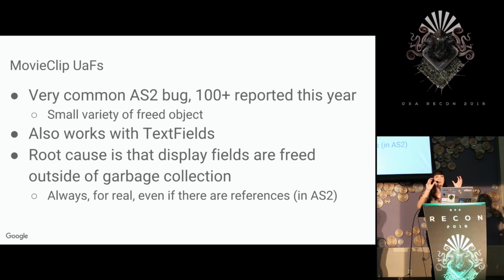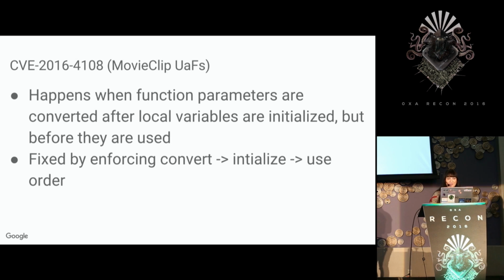Now imagine you had garbage collection instead. It would be create text field, garbage collect, which would cause lag, and then create text field. So for these specific objects, they really delete them, even if there's references, so you don't have that lag situation when the garbage collector runs. But obviously, this is problematic for security reasons. More specifically, this is also an ordering problem. It happens when function parameters are converted after local variables are initialized, but before they are used. And it can be fixed by enforcing a convert, initialize, use order.